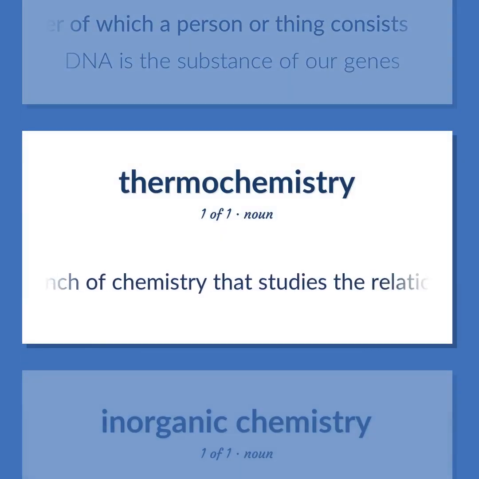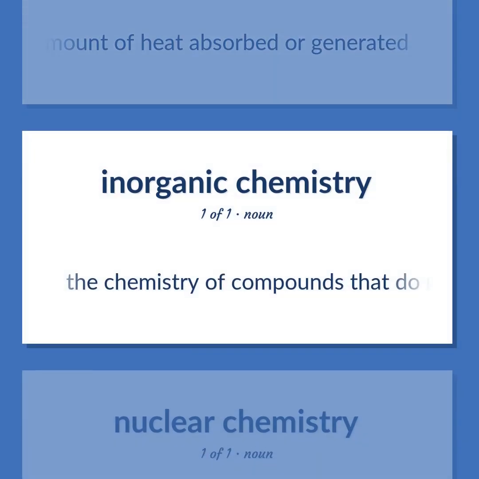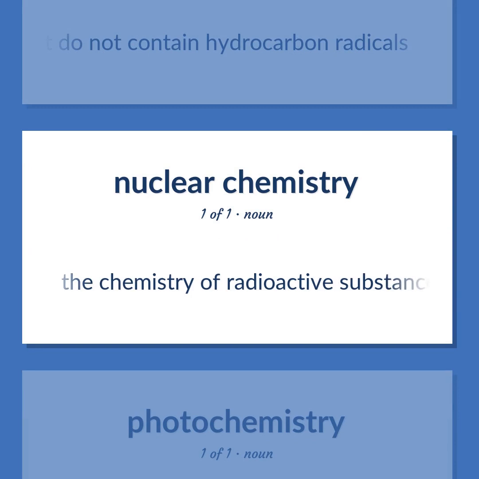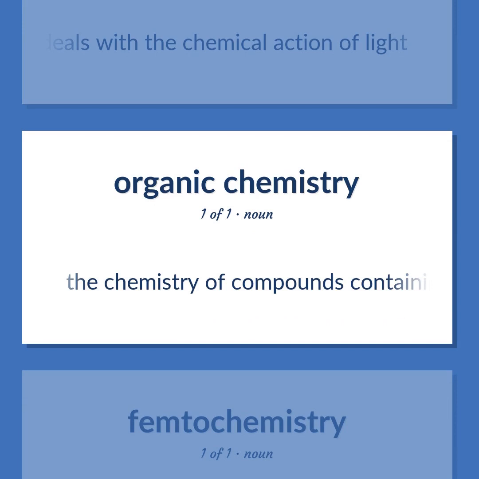The branch of chemistry that studies the relation between chemical action and the amount of heat absorbed or generated. The chemistry of compounds that do not contain hydrocarbon radicals. The chemistry of radioactive substances. Branch of chemistry that deals with the chemical action of light. The chemistry of compounds containing carbon, originally defined as the chemistry of substances produced by living organisms but now extended to substances synthesized artificially.